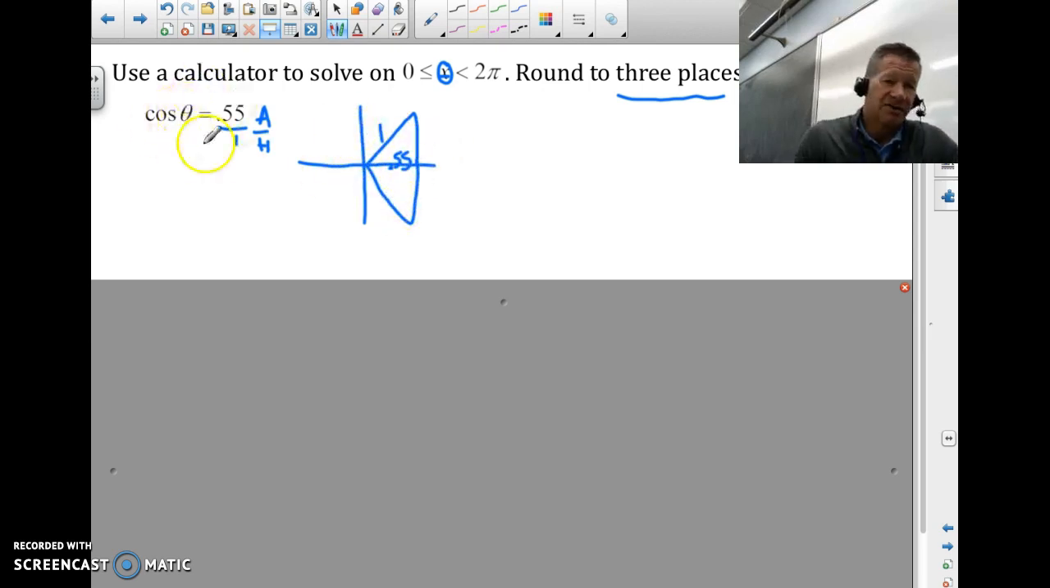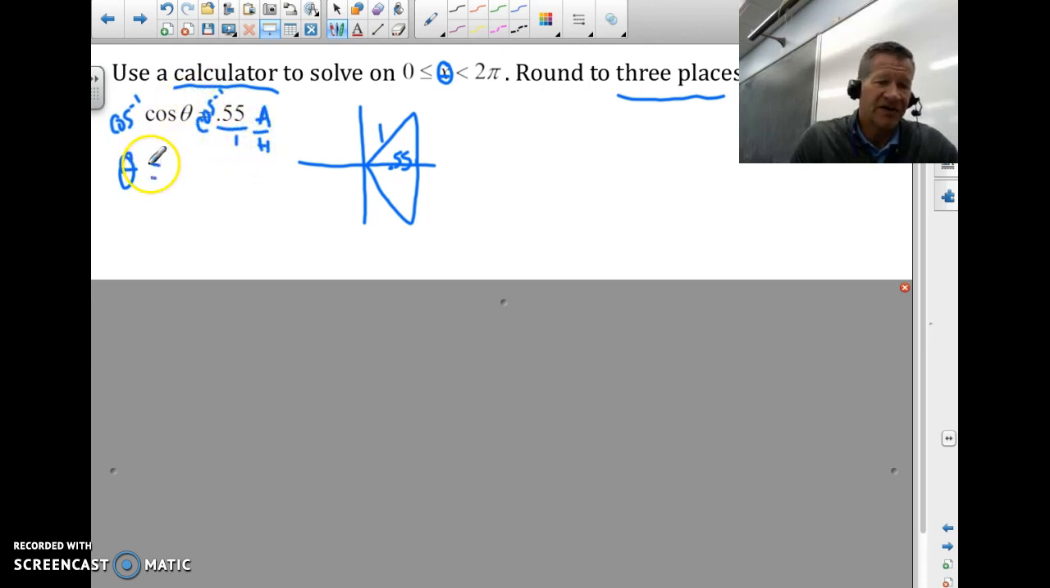Now, I'm going to go one step further in my solving. To get theta by itself, I'm going to get rid of cosine when it says to use a calculator. Now, how do I get rid of cosine? Same way I get rid of everything else. I use the inverse. So to find theta, I'm going to take the inverse cosine of each side. We use inverse trig functions we learned earlier to find angles.